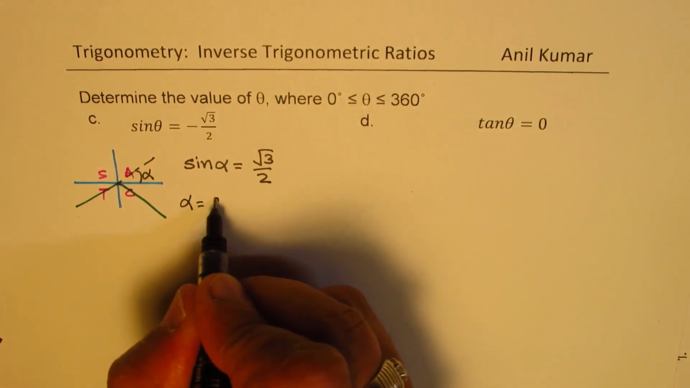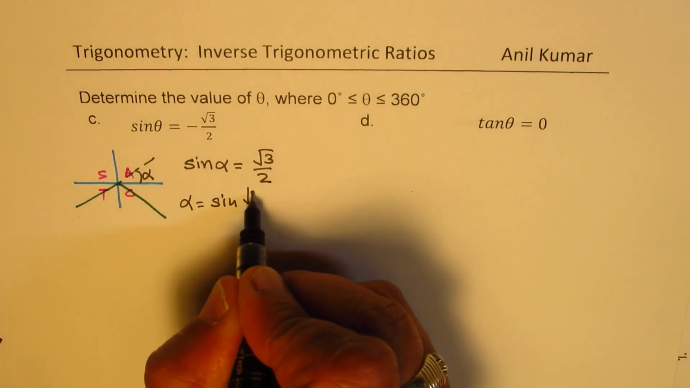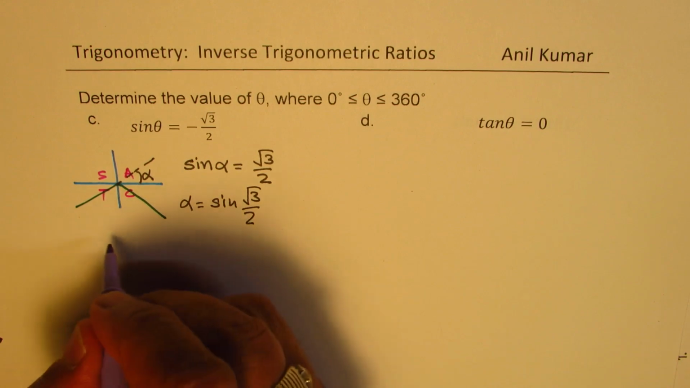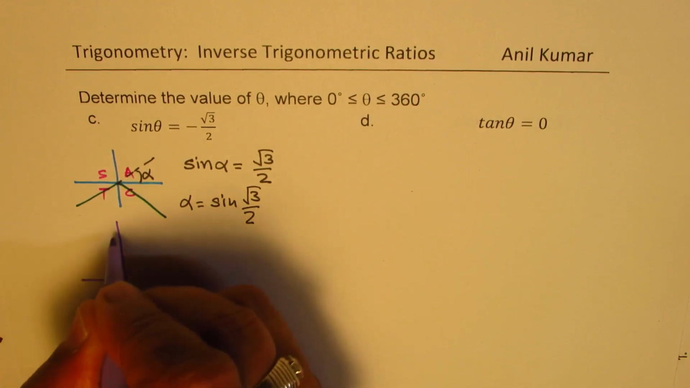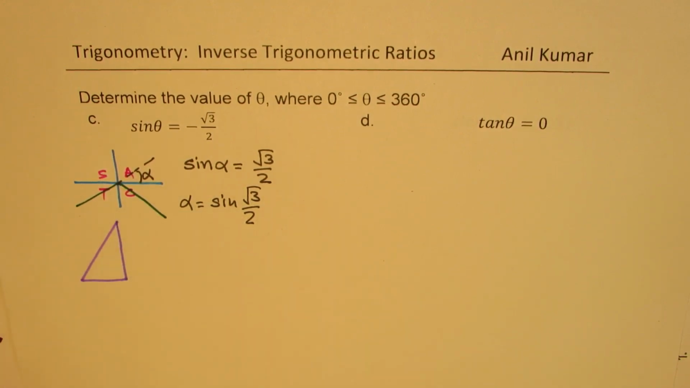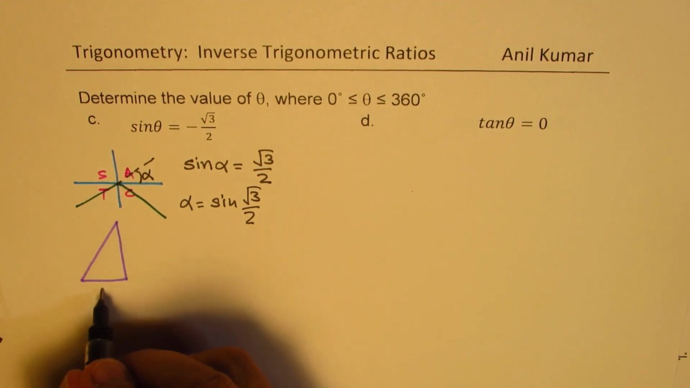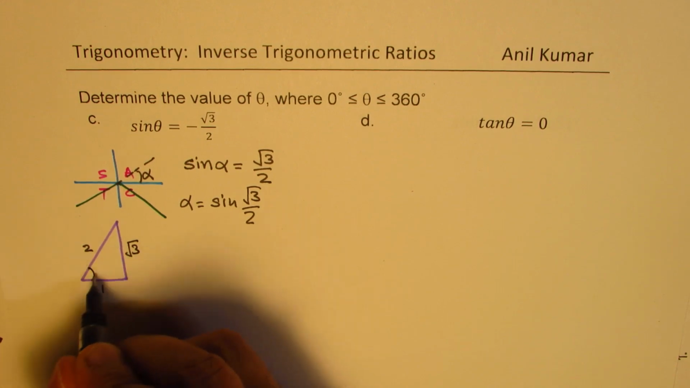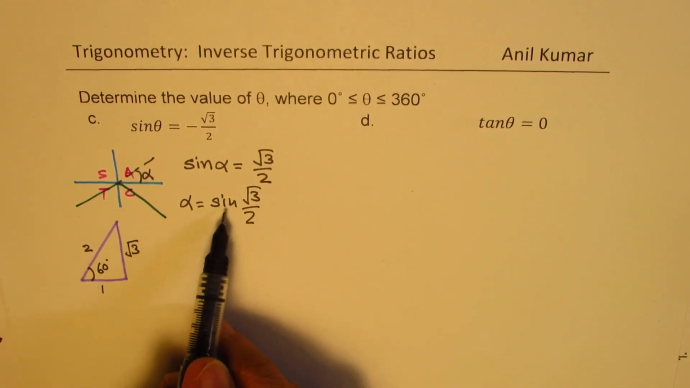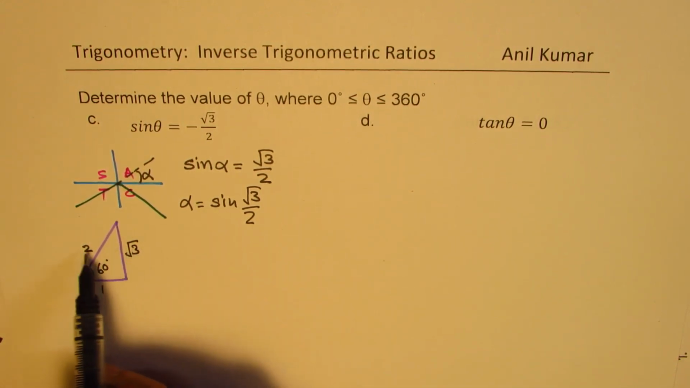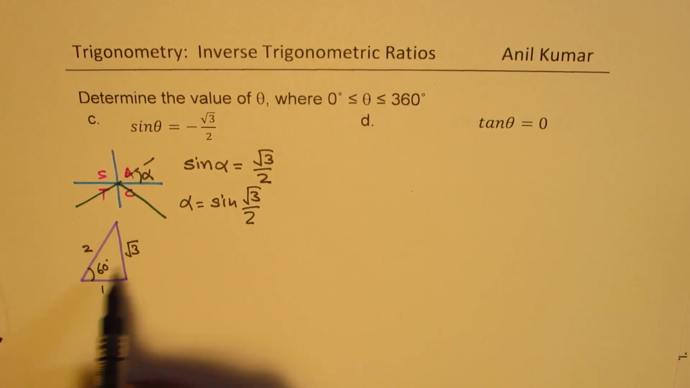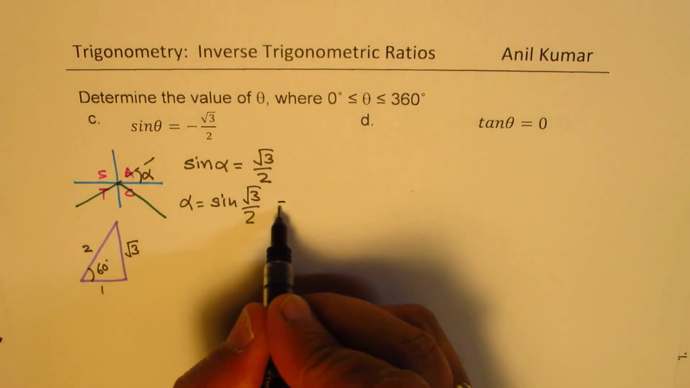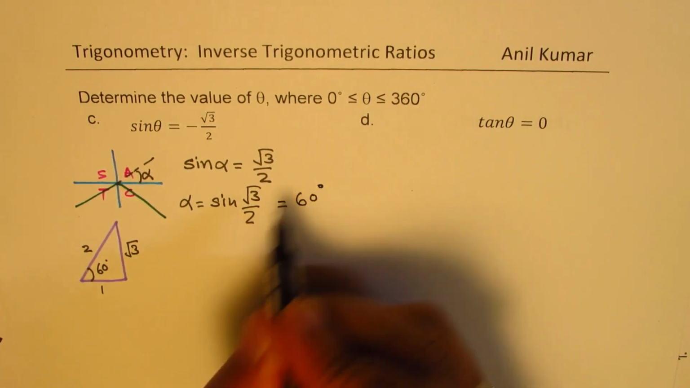So alpha will be sine inverse of square root 3 over 2. We don't need a calculator to find this value. We can use our special triangle, right? So square root 3 over 2 means we're talking about the 30, 60 and 90 degrees triangle. So that is the triangle with 60 degrees. So sine is the ratio of opposite over hypotenuse. So for 60 degrees it is square root 3 over 2. And therefore alpha will be 60 degrees for us.